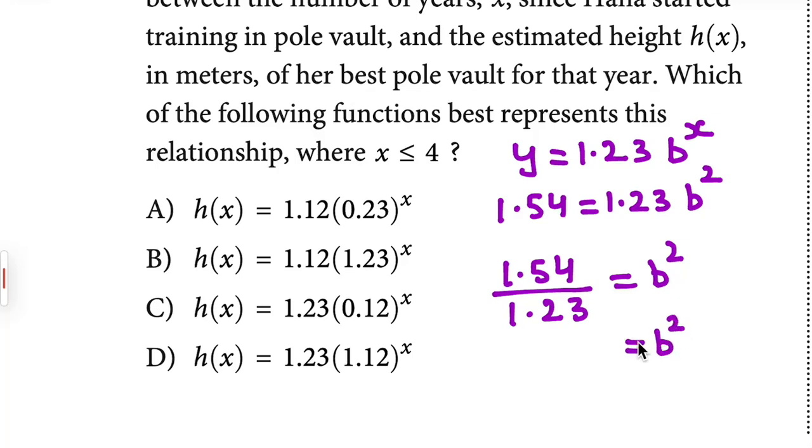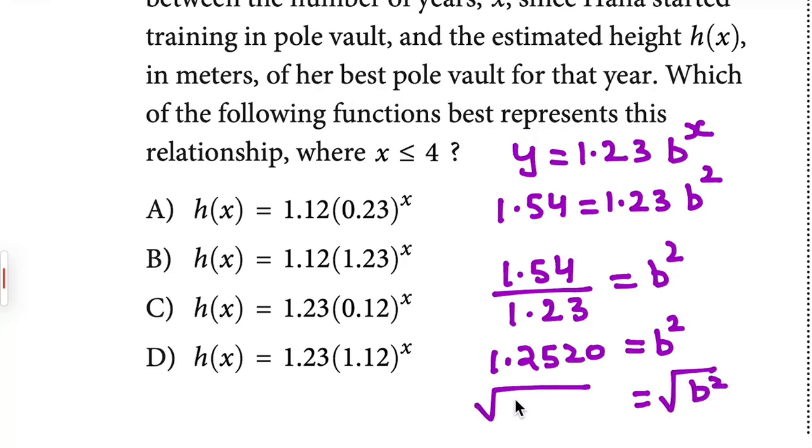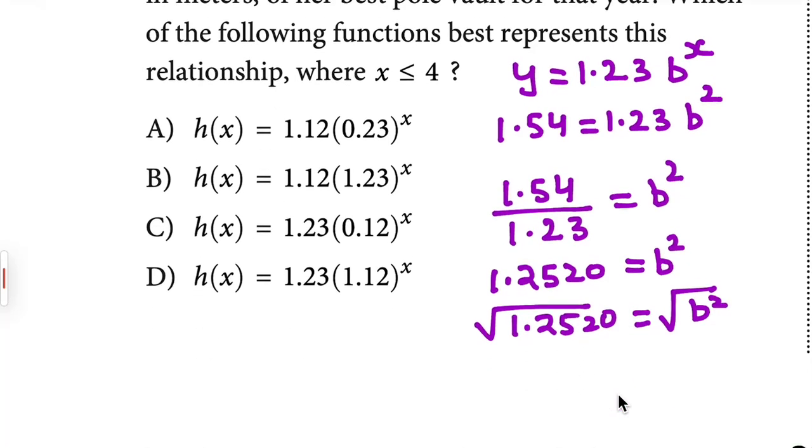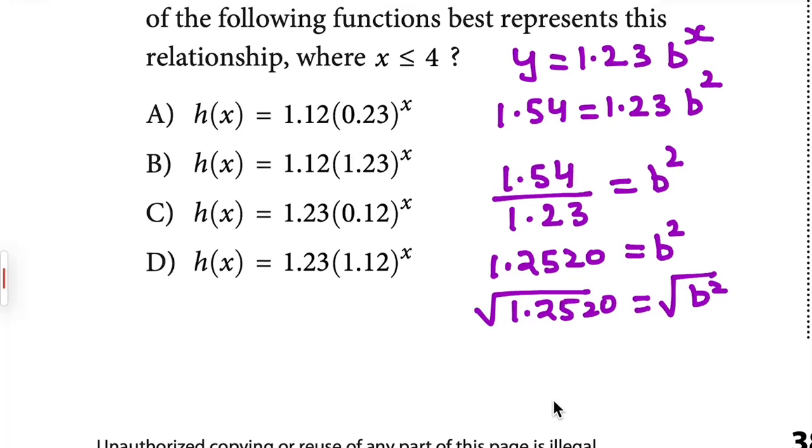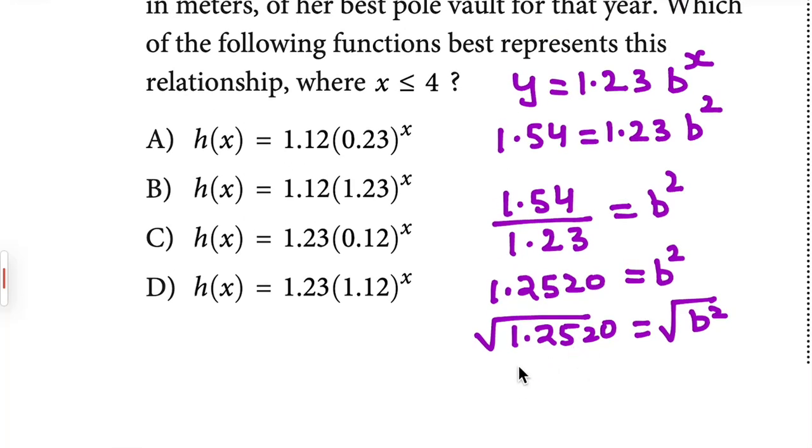So b squared is equal to, let's use the calculator, 1.2520. Now let's take the square root of both sides. So the square root of b squared is equal to the square root of 1.2520. Use the calculator one more time. The square root of 1.252 is 1.12, so that is equal to b.